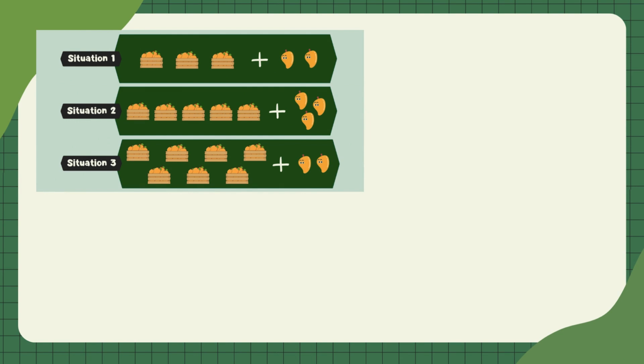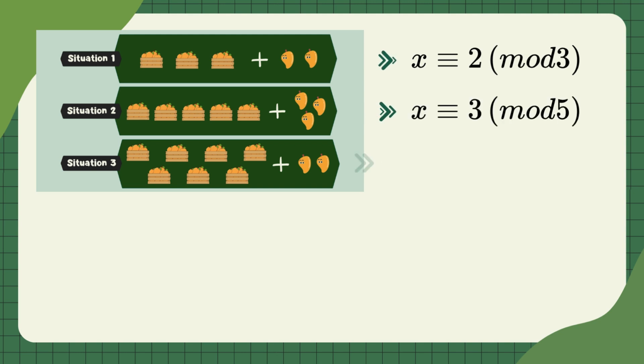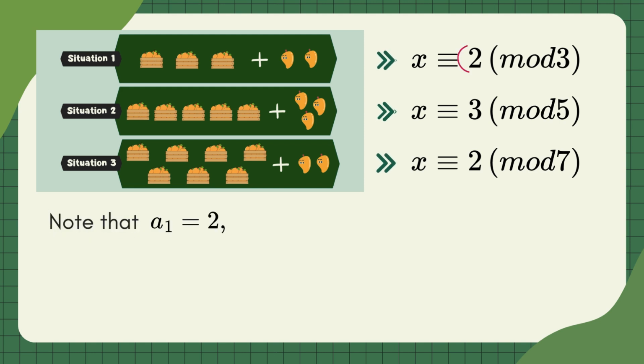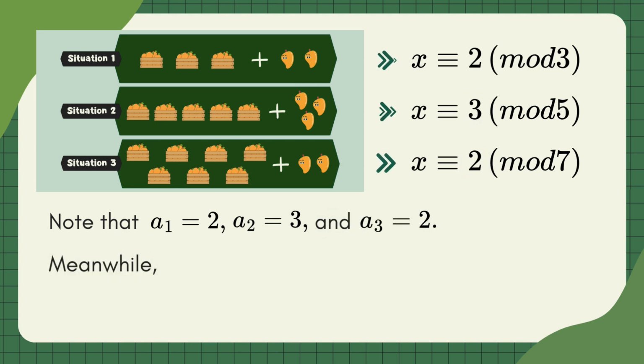So as we can see, we need to find a number x that when divided by 3 leaves a remainder of 2. When divided by 5 leaves a remainder of 3. And when divided by 7 leaves a remainder of 2. So basically, a sub 1 is equal to 2, a sub 2 is equal to 3, and a sub 3 is equal to 2. So from here, makikita naman natin ang ating m sub 1 is equal to 3, m sub 2 is equal to 5, and m sub 3 is equal to 7.